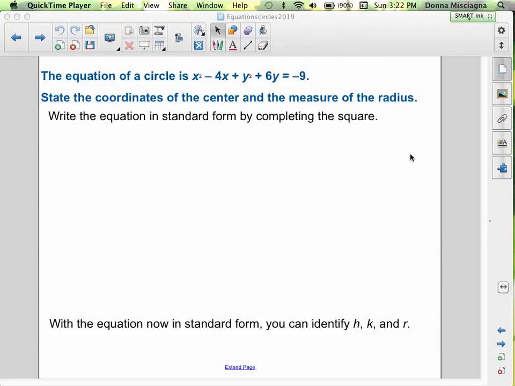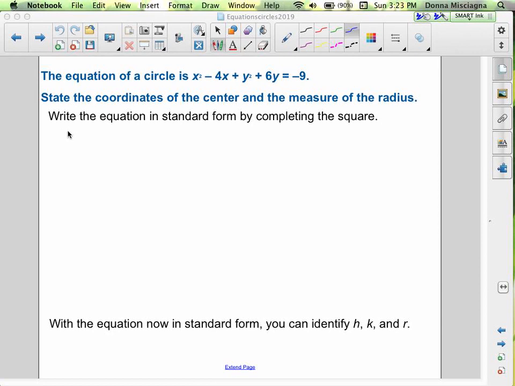Welcome. So the equation of a circle is x squared minus 4x plus y squared plus 6y equals negative 9. State the coordinates of the center and the measure of the radius. Now to be able to do that, you need to first put it into standard form. Do not go stating the center and radius, or try guessing at it, if it's not in standard form first. And this is what standard form looks like.